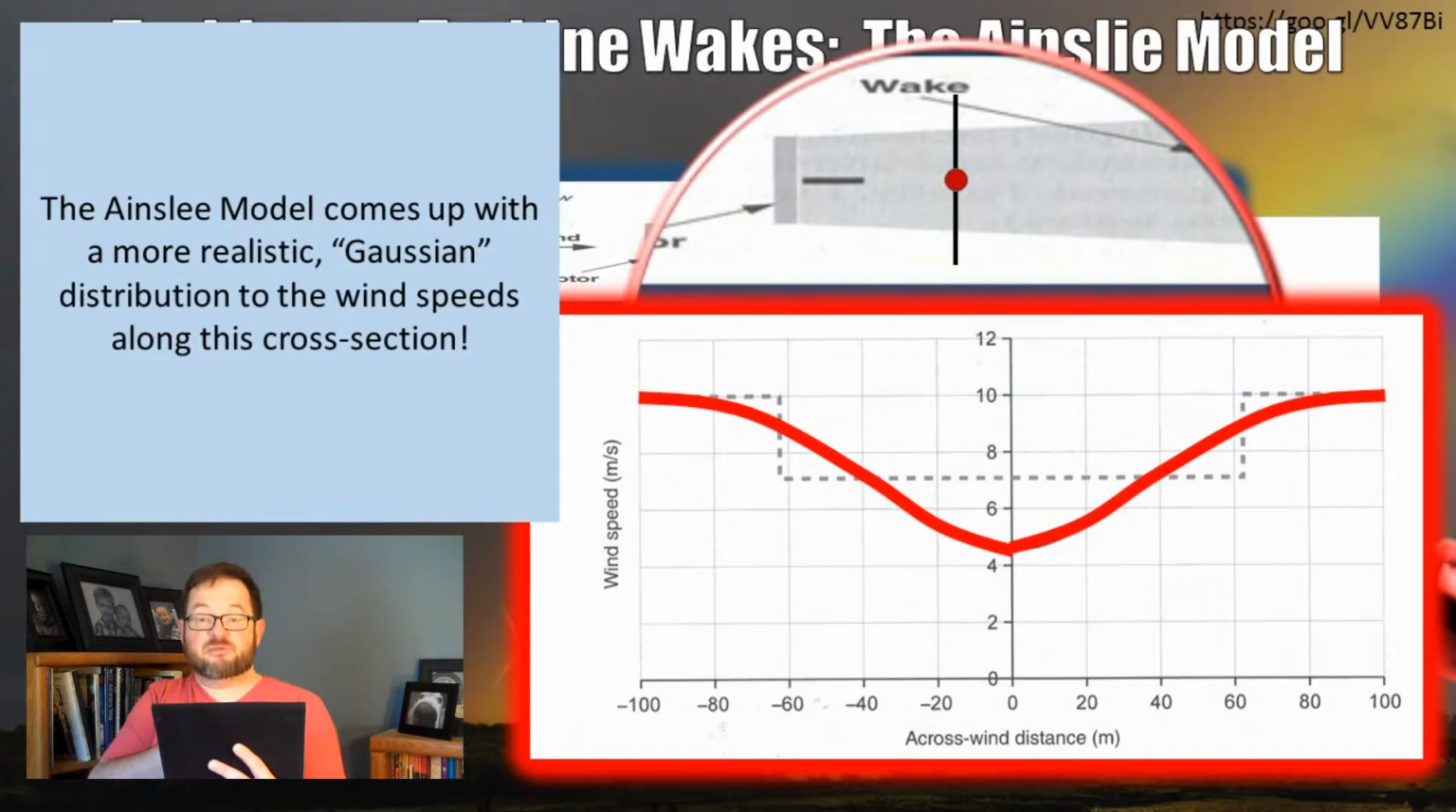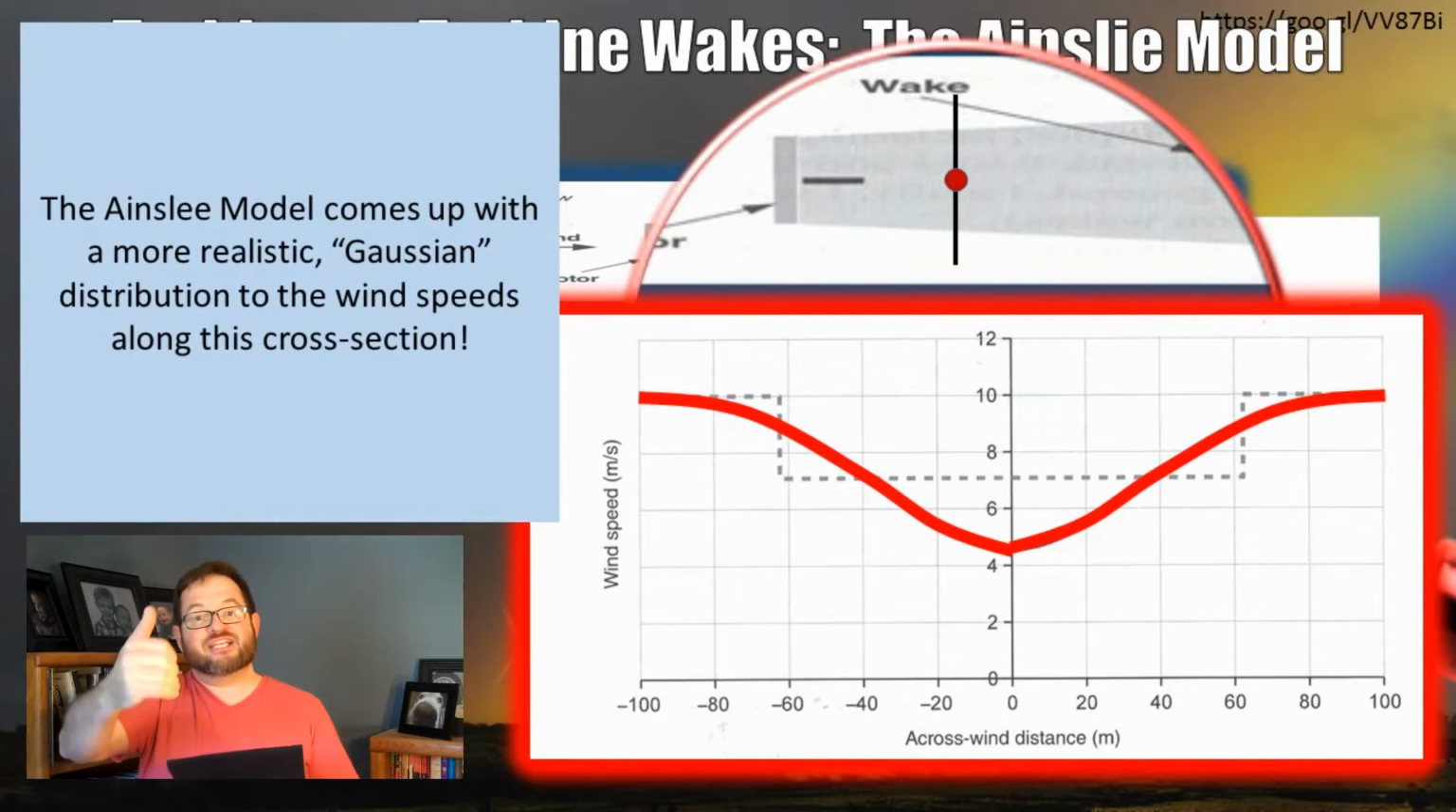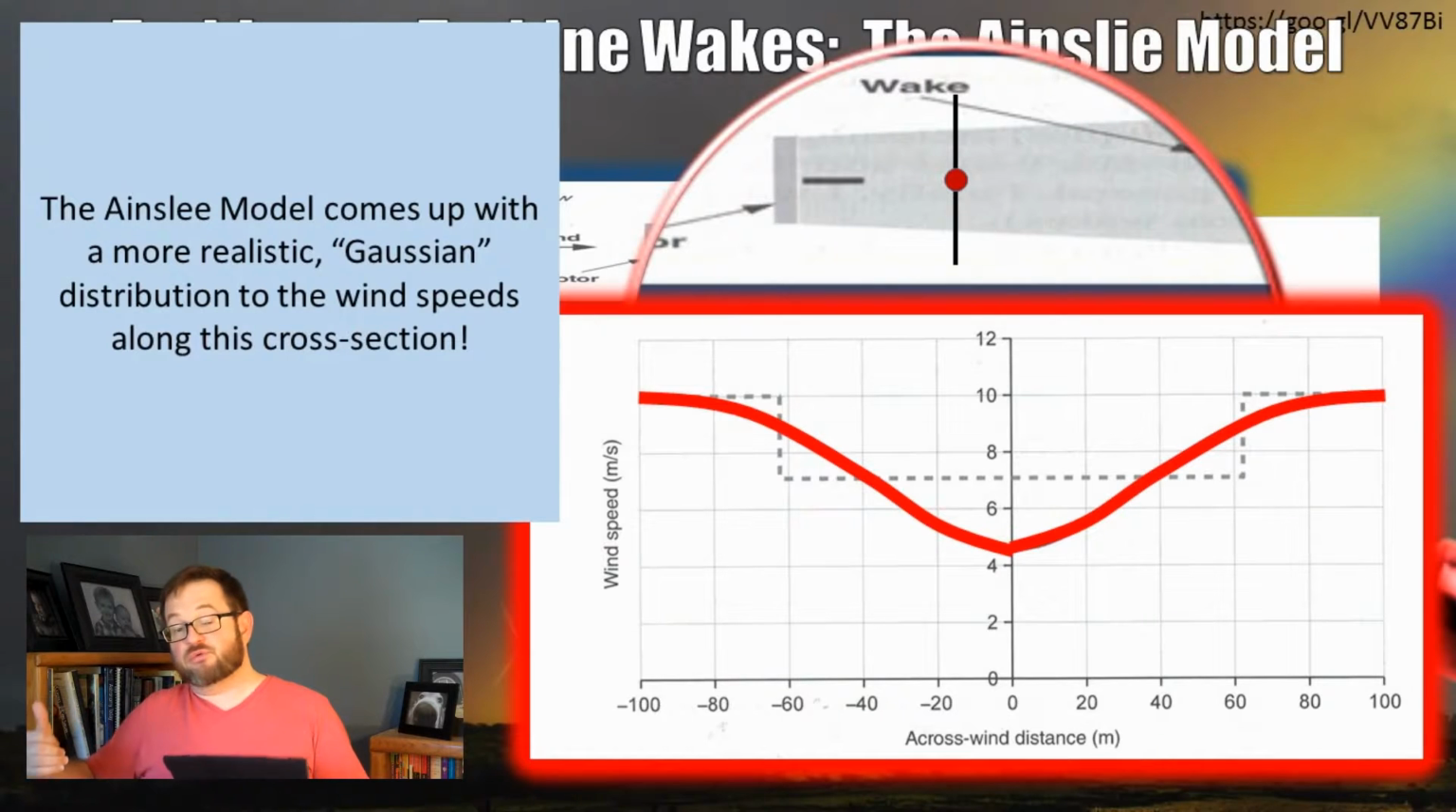There's going to be a wind speed of UI, 10 meters per second, when you're way far to the left of the wake. And then as you get closer to the wake, you start experiencing the edges of the wake. You start getting wind speed slowed down a little bit, and they continue to slow down until you get to the center, where the wind speed is at its slowest.